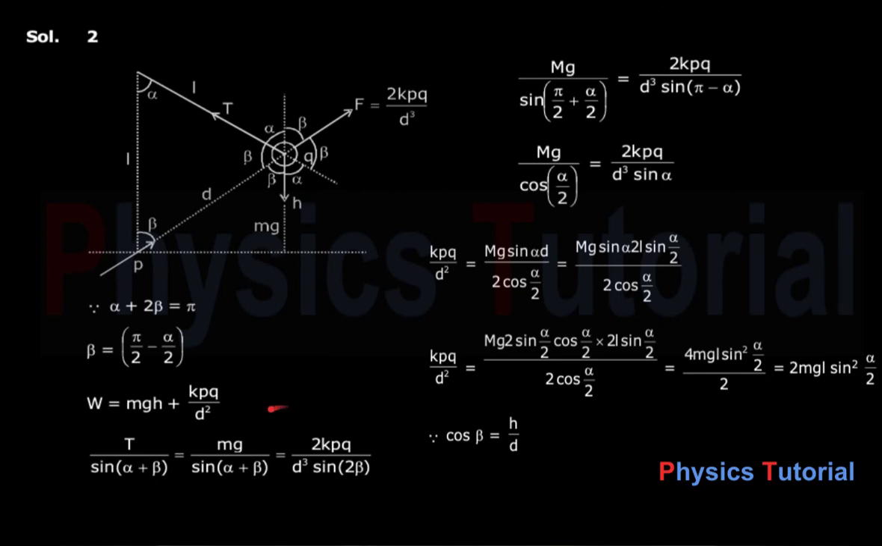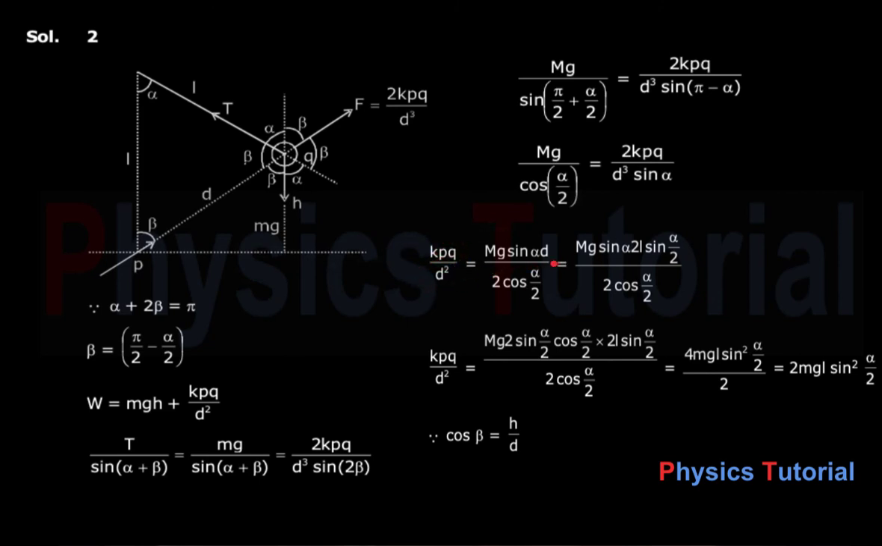Now equate one by one. Here there are two equations, so mg upon sine of pi by 2 plus alpha by 2, substituting this beta, that is pi by 2 minus alpha by 2, and hence we get 2kq pq upon d cube sine of pi minus alpha. For beta, substitute this value over here. So what we get here is mg upon sine of 90 plus theta, you know that is cos theta, so that will be mg cos alpha by 2, and here sine of 180 minus theta is sine theta, so that will be sine alpha.